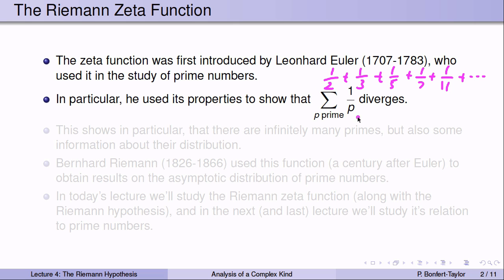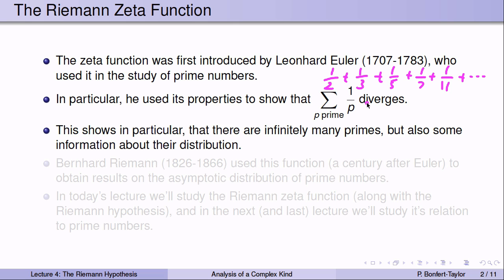So it is a little bit similar to the harmonic series, but we're missing quite a few terms. And so one could think that we're missing enough terms for the series to converge, but he showed the series diverges, which in particular shows that there must be infinitely many prime numbers. But it also shows something about the distribution. The gaps don't get too big, the series still diverges.